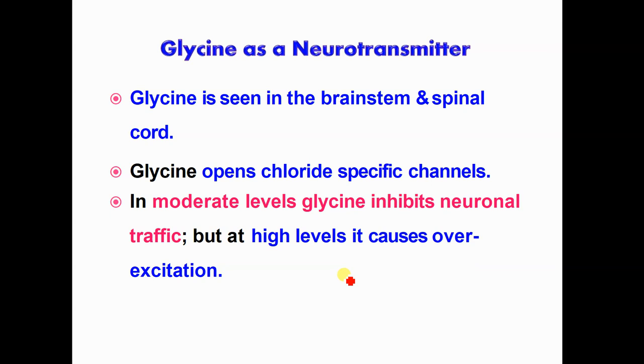And next one is glycine as a neurotransmitter. In the brain, glycine is present in the brain stem and in the spinal cord. When glycine is present at moderate levels, it opens the chloride specific channels and inhibits neural traffic. But at high levels, it causes overexcitation, so that it may cause tremors and convulsions.